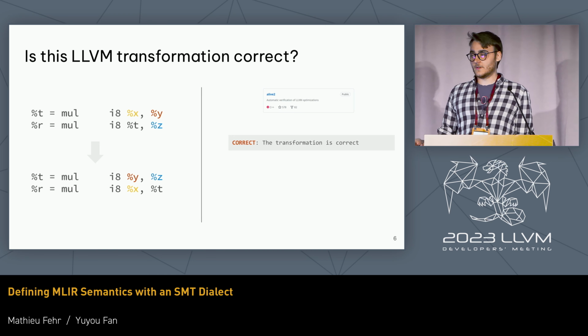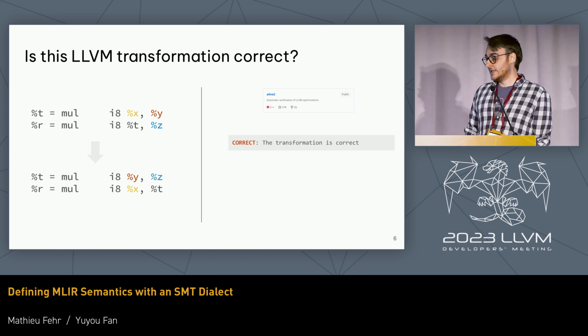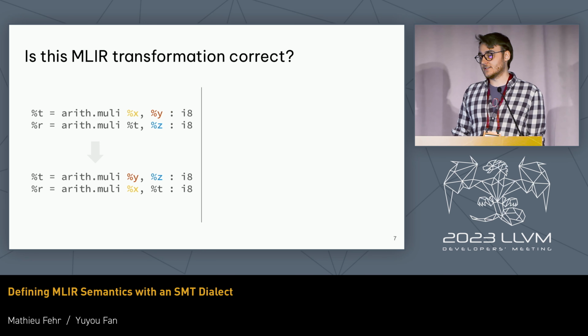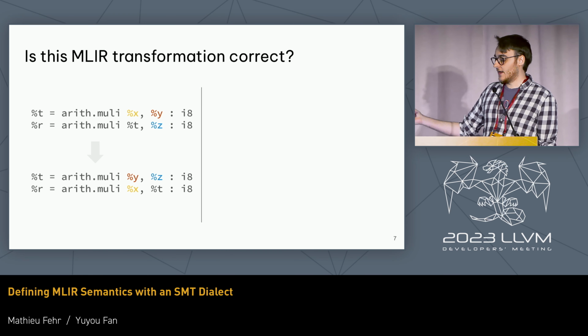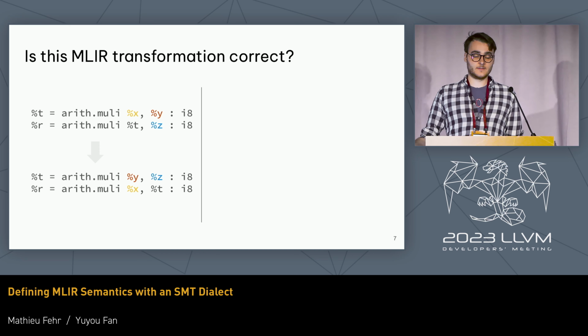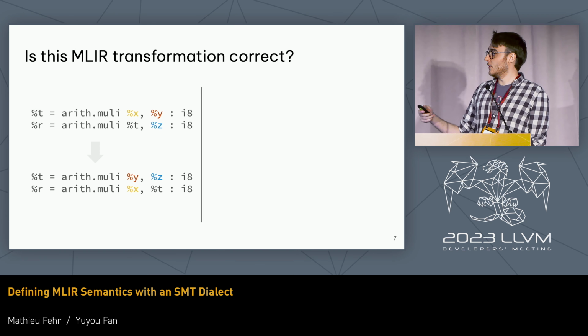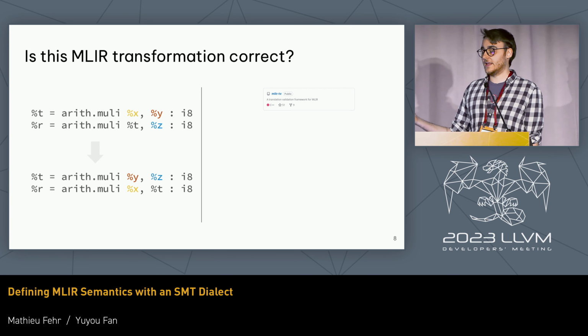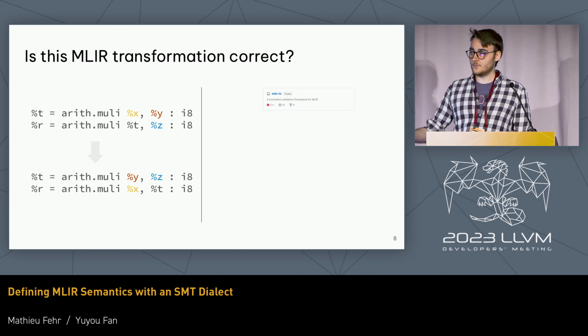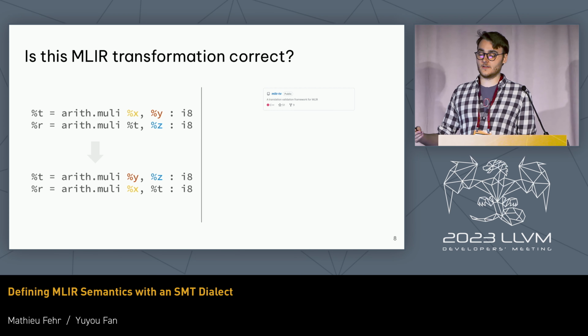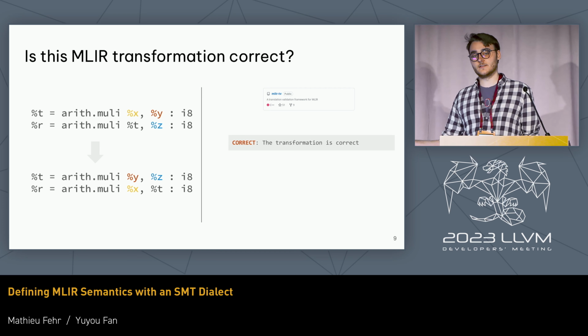So the question you might want to ask is, can I actually do this in MLIR instead? Here we would have the multiplication in the arith dialect, the exact same one, and you want to check if it's correct or not. Well, there's another tool called MLIR TV that does exactly the same thing as Alive. You provide the input program and the output program, and it will check if it's correct or not. In that case, it is.